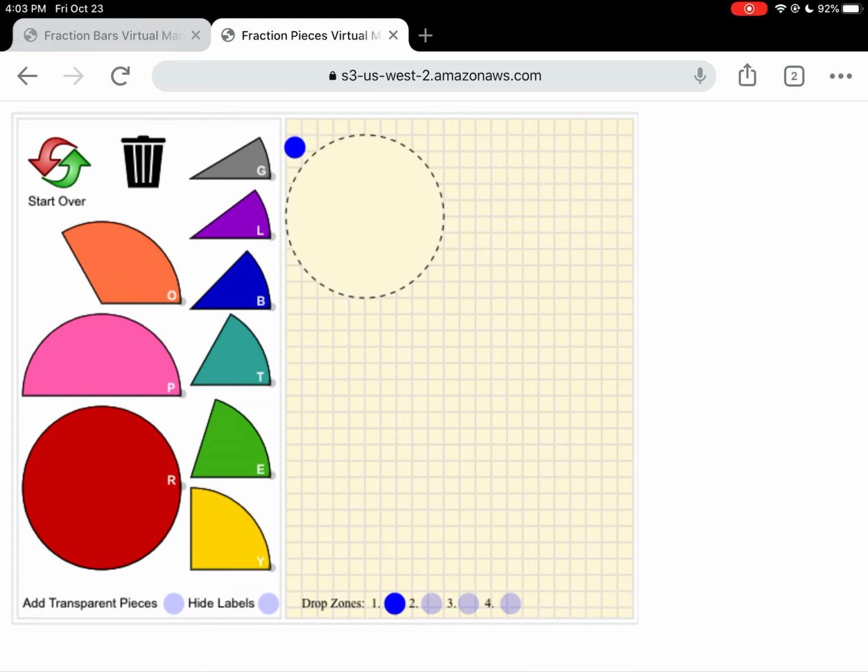Down here in the bottom left, you can add transparent pieces. So let's say you put a half in there and you add some transparent pieces, and we're curious how many quarters it takes to make a half. So I can put a quarter in there, make it transparent, and then grab the gray only and rotate it, and put a second quarter in there. And you can see right there, 2 quarters perfectly overlapped 1/2.